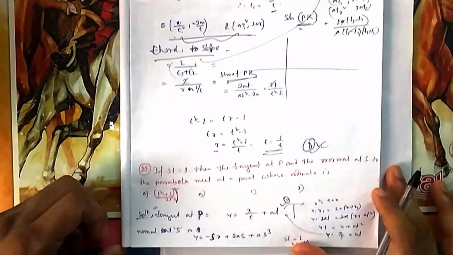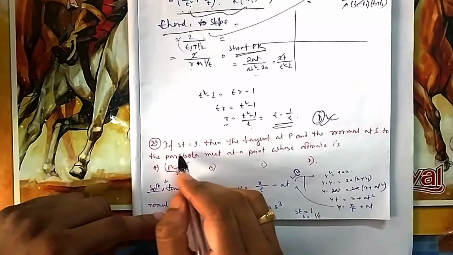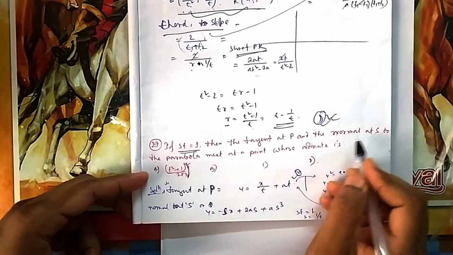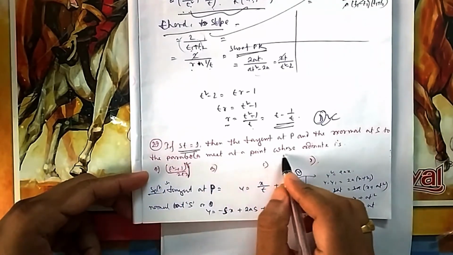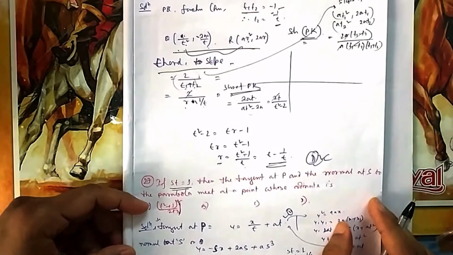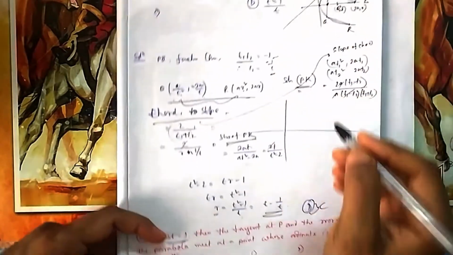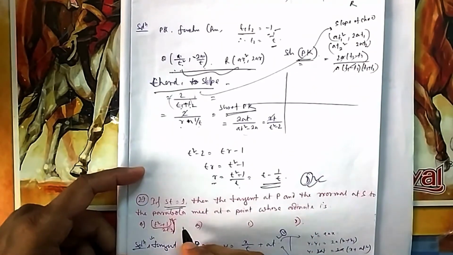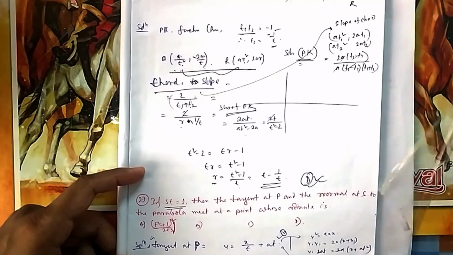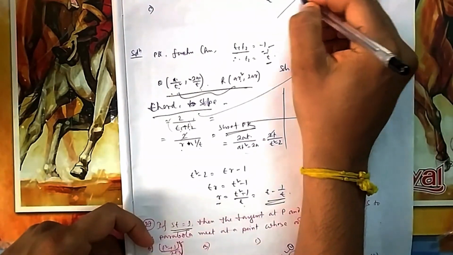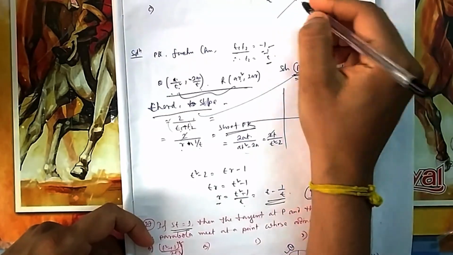Once you know this, then the next one: if st is equal to 1, then the tangent at the point P and the normal at the point S of the parabola meet at the point whose ordinate is? So they have given st is equal to 1, and the tangent at the point P and the normal at the point S. S we have not marked till now on the parabola. So suppose this is S and you draw a normal. So this touches at this point. So you need to find the ordinate.